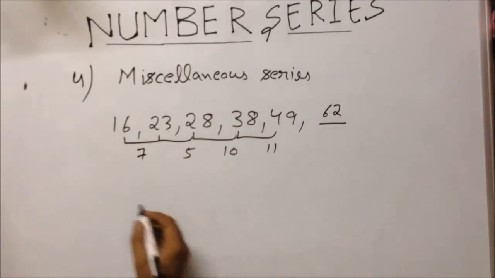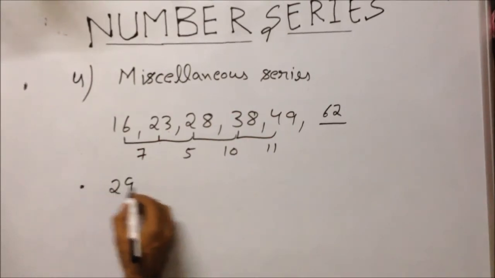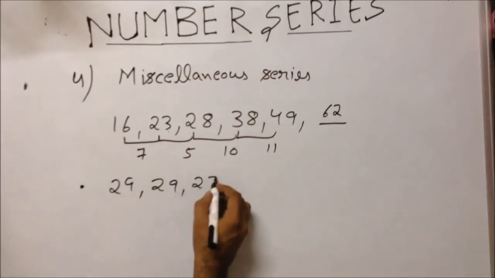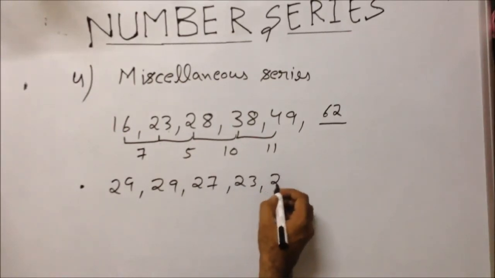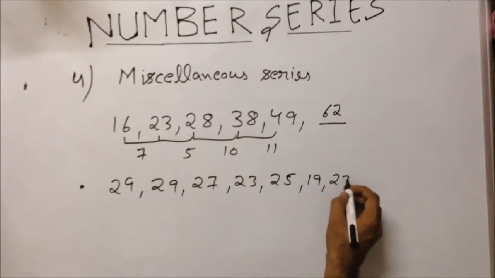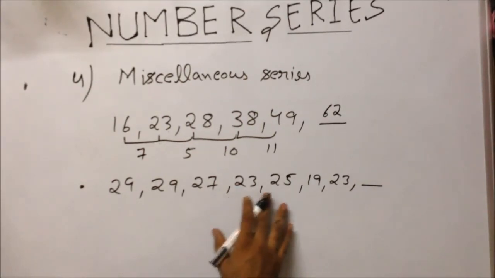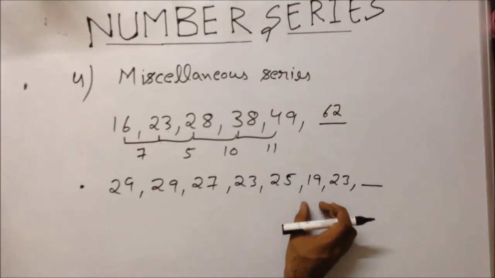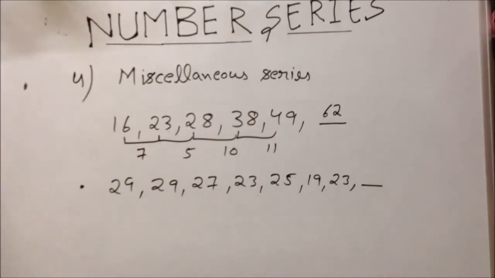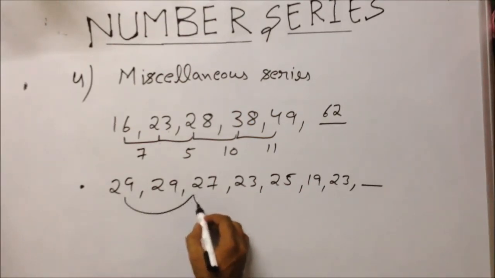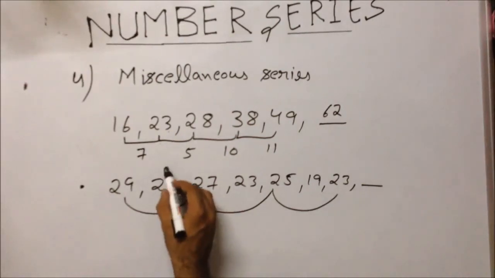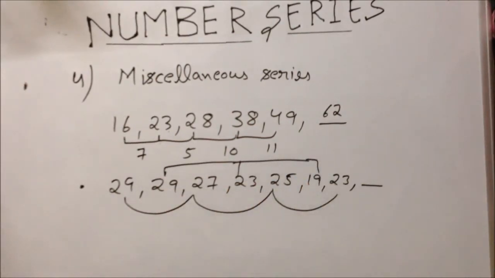Now there could be questions like these also. The next question is 29, 29, 27, 23, 25, 19, 23, and you need to find the next number. Now in this series we are getting 29, then 27, 23, 25, and we are getting an abrupt 19, then 23. So we are again a bit confused. Now what this series is, this is a composite series. If you look like this, an alternating series, this series and this series, you can easily guess what the answer is.